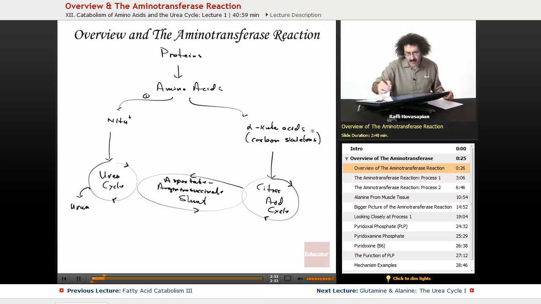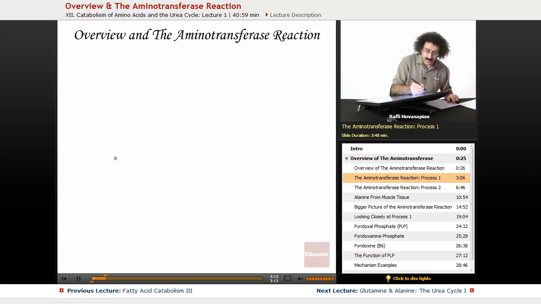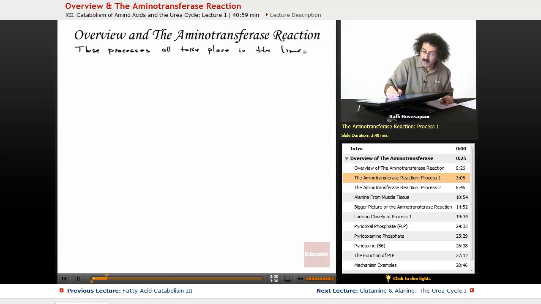So this is sort of the big picture of what's going on with amino acid metabolism. Okay, so we're going to talk about this first part right here, and in particular what happens right here, and then we'll go ahead and discuss the urea cycle in subsequent lessons. Now these processes all take place in the liver cells. So these processes all take place in the liver. Okay, so this is going to be the overview here.